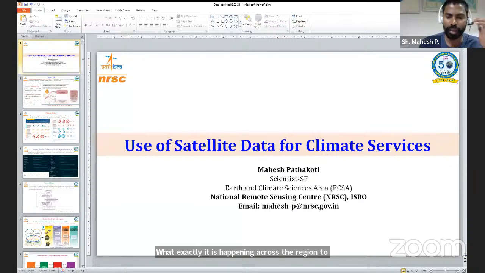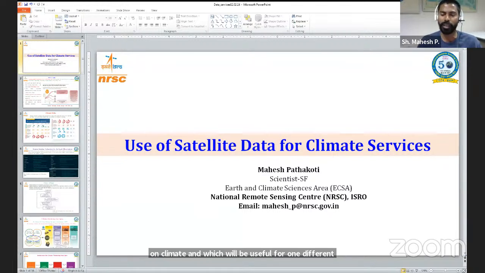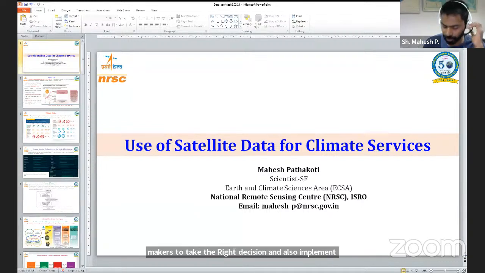And the modeling has also improved. Today's weather forecast and climate models are well improved, and they give short term, medium range, and long term forecasts, mostly with a 95% confidence interval, with that accuracy we are able to see from most of the models. The climate services are also linked with resource risk management, adaptation, and mitigation. All these components are part of the climate services: the data sets, space based and ground based, and also the modeling. When these three are integrated as an integrated component, they will give the record on climate, which will be useful for different applications, and those applications will enable policy decision makers to take the right decisions and also implement the mitigation strategies across the globe.